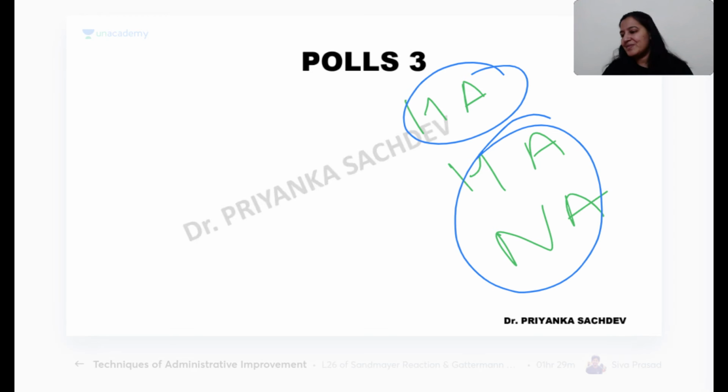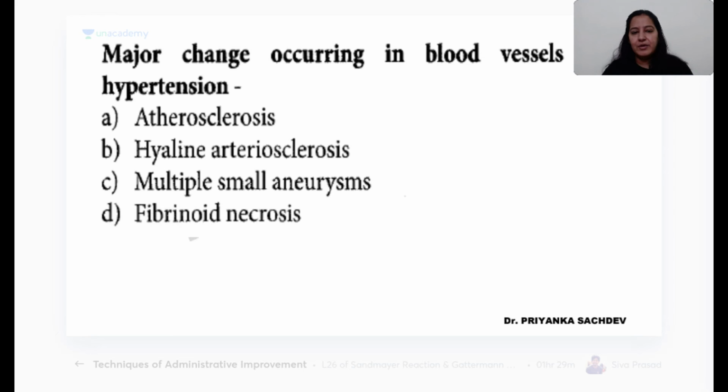Should I proceed? So this is the first MCQ in front of you. Now this is a tricky one. So read it out. Major change occurring in blood vessels in hypertension.